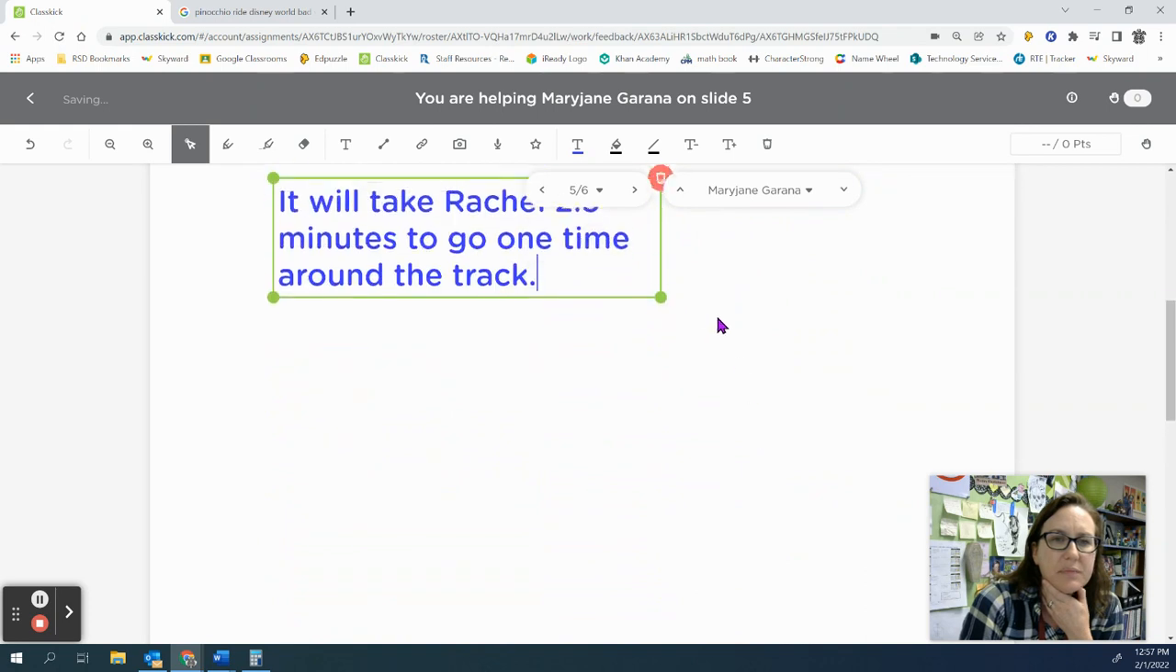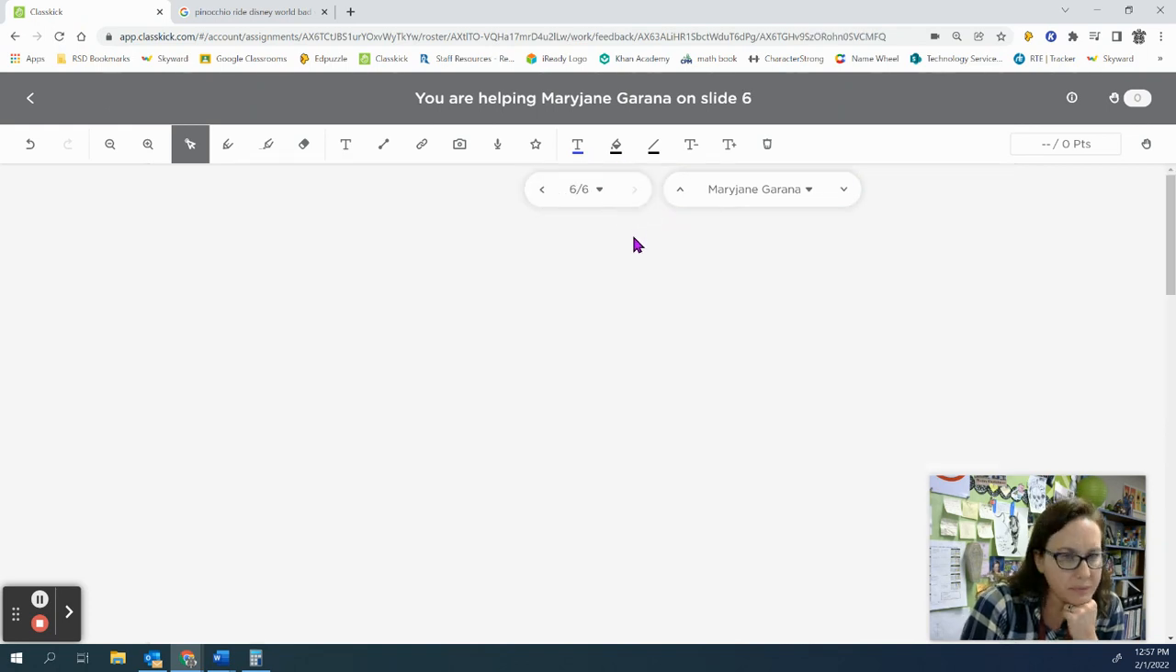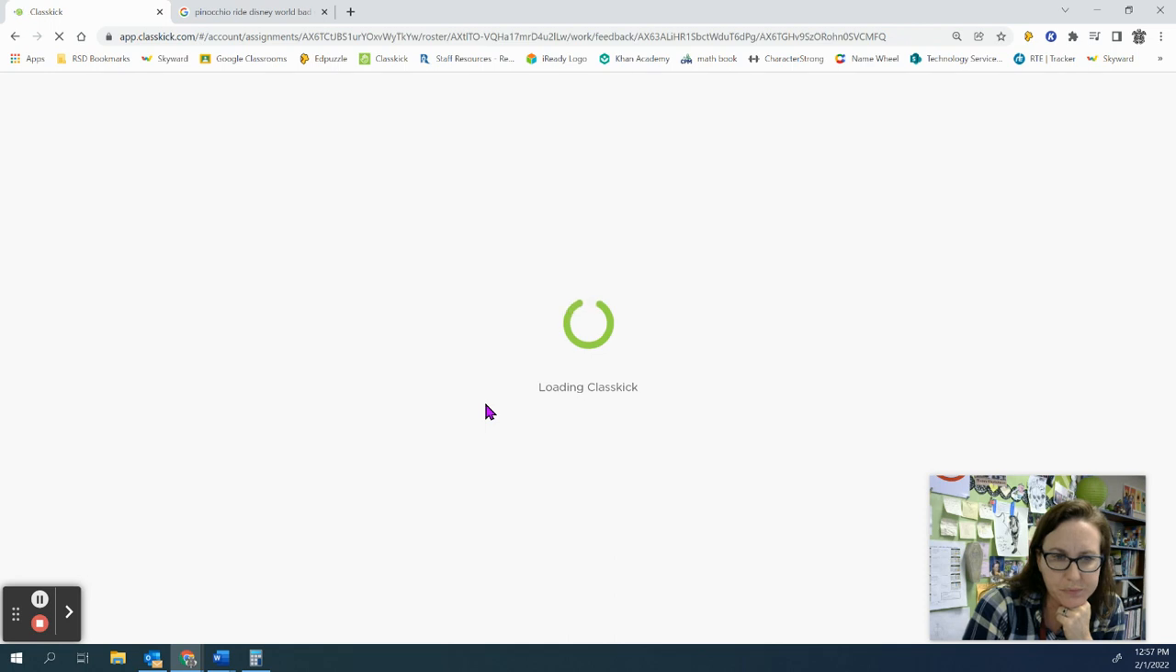All right, last page. It is not showing up. Come on, last page. Let me refresh.